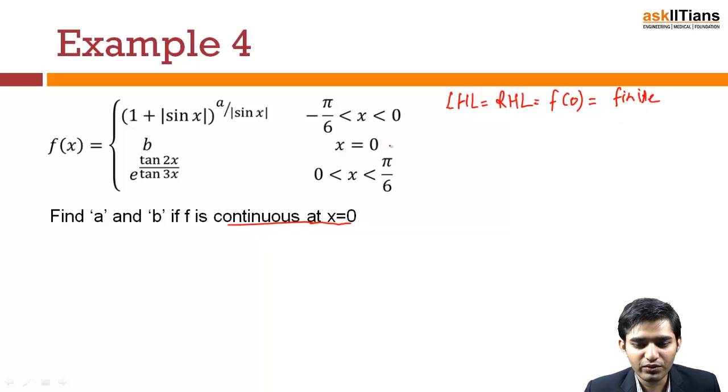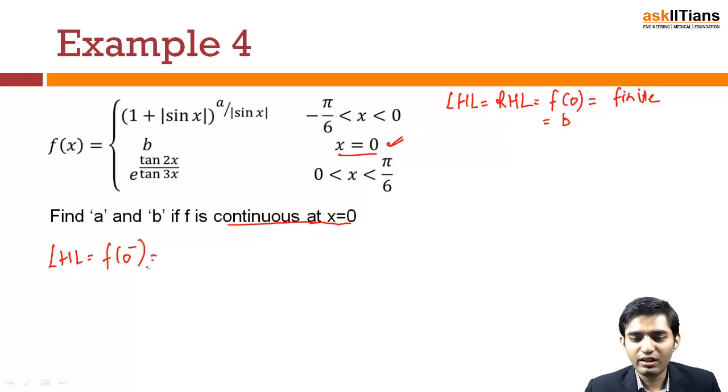Now what is the value of f(0)? At x equal to 0, the value of the function is b. So f(0) is nothing but b. So LHL and RHL should both be equal to b. Now first of all, let me find out what LHL is. LHL will be the limit at 0 minus, so x less than 0. So I will consider this definition where x is less than 0.